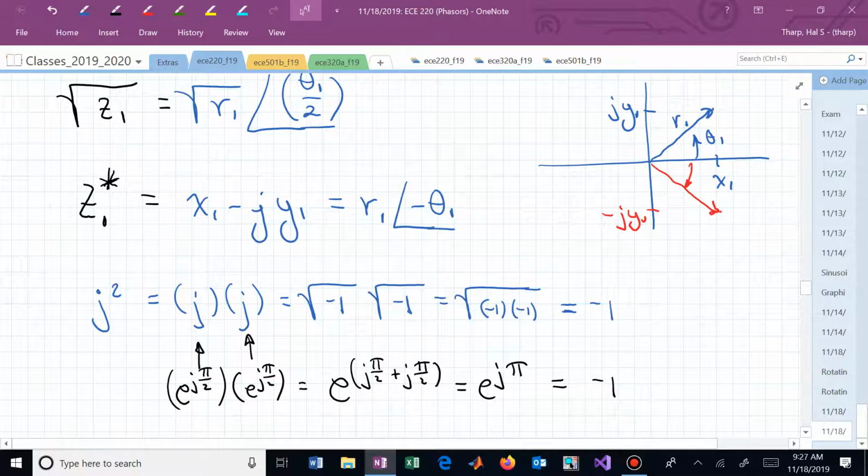J squared, okay, that's minus 1. You're used to thinking of it that way, but another way of thinking about it is when you now start multiplying j's, you're really rotating by 90 degrees. You can see that in the exponential form. You have e to the j 90 degrees times e to the j 90 degrees. Well, we can now add those exponents. We now have e to the j pi, or e to the j 180. We've now moved from 90 to 180. We're just stepping with 90-degree steps.